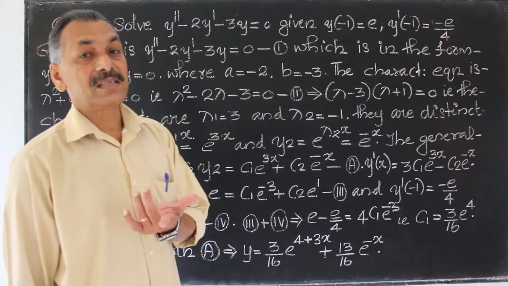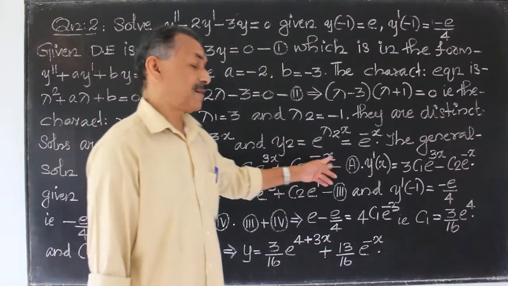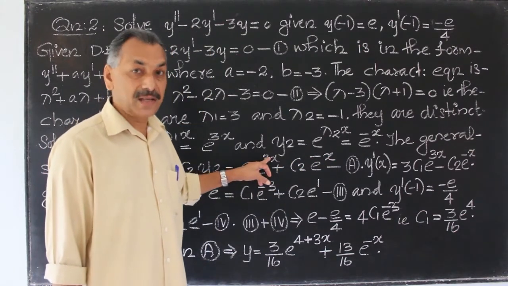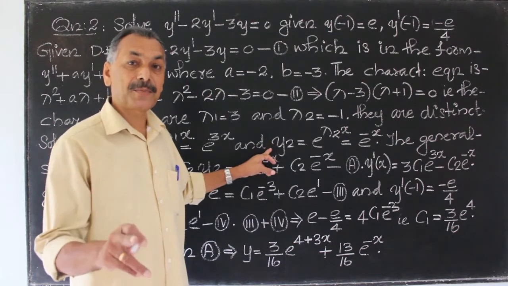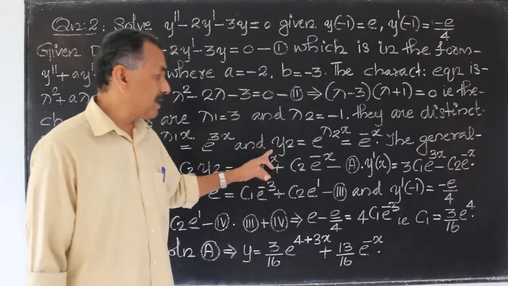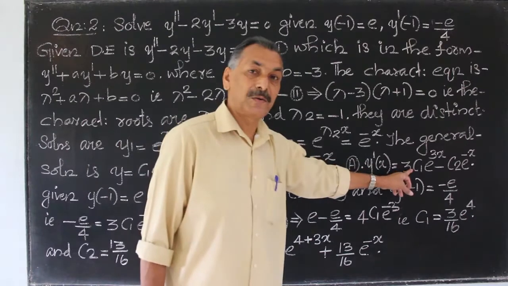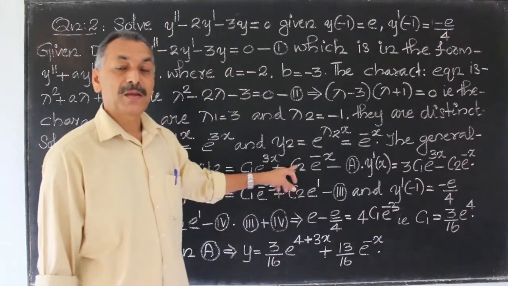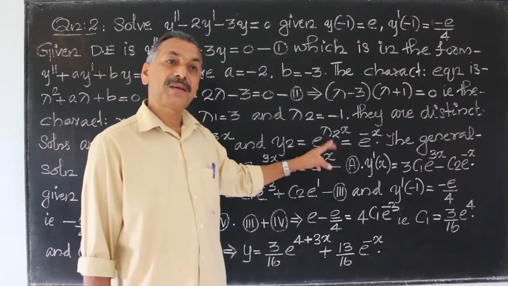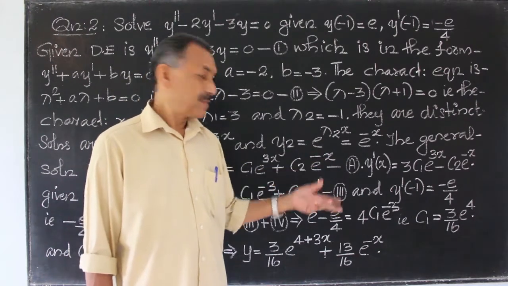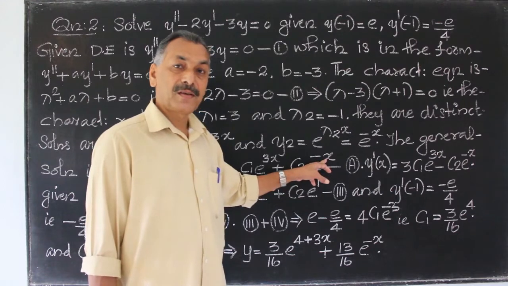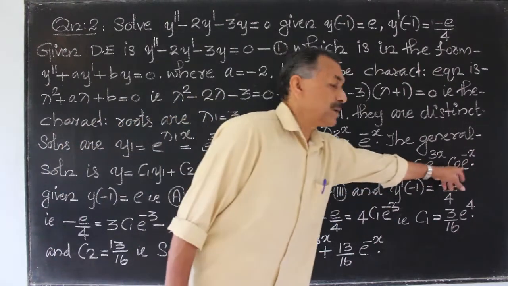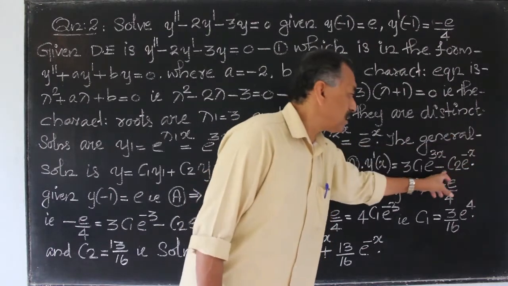Then what is y'? Differentiate here. Differentiate c1 e^(3x): the derivative of e^(3x) is e^(3x) into 3, so 3 c1 e^(3x). That is y'(x) = 3 c1 e^(3x) + c2 times the derivative of e^(-x). What is the derivative of e^(-x)? e^(-x) into -1. Then -c2 e^(-x). c2 e^(-x) into -1, that is negative.